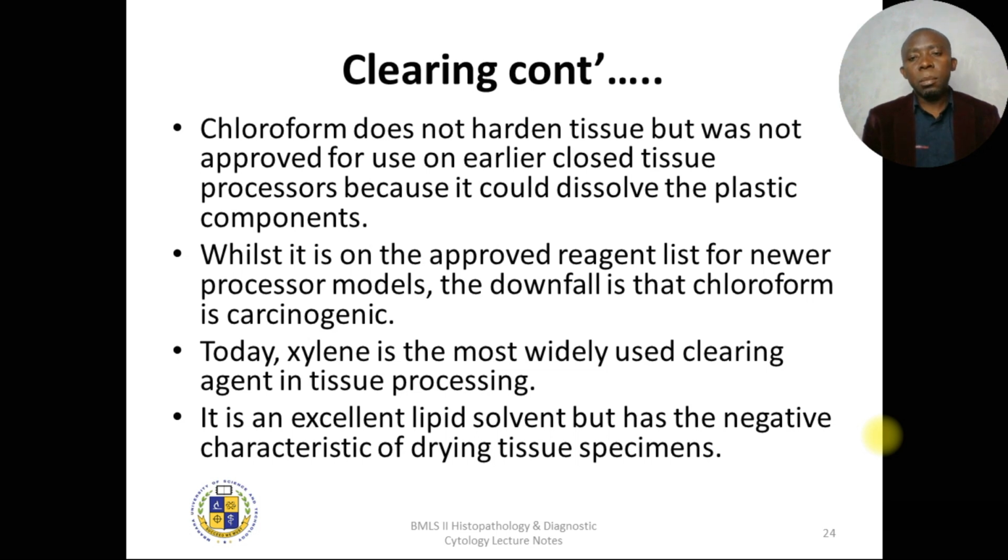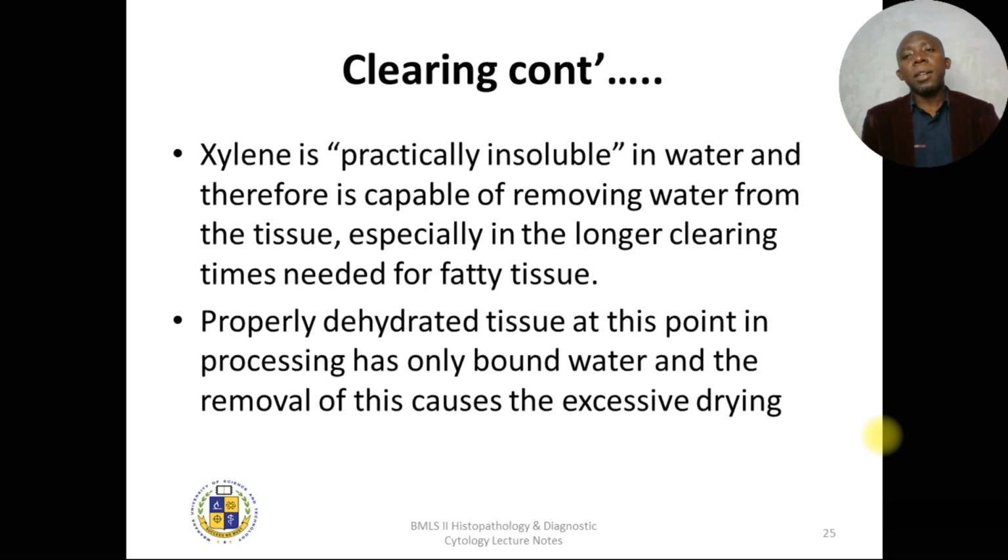So today xylene is the most widely used clearing agent in tissue processing. It is an excellent lipid solvent but has the negative characteristic of drying tissue specimens. Yes, xylene can dry specimens very well. It is very volatile in the first case. It can evaporate quickly, and it can lead to drying and causing some artifacts if not handled or used very well. So we need to always use it quickly and avoid the drying and hardening of the tissue.